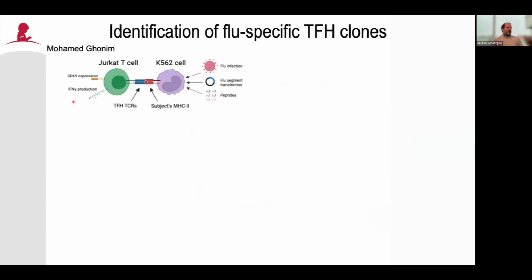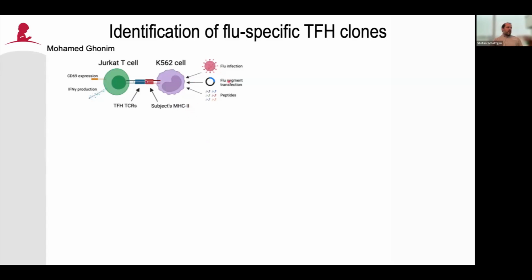So this work done by Mohammed, we clone those TCRs into Jurkat T cells, and then these will be our T cell lines. And then on the other side is our APCs. We use either K562s, where we put a single MHC class 2 allele into those, or we use donor PBMCs that were HLA matched for our donor that we clone the TCRs from.